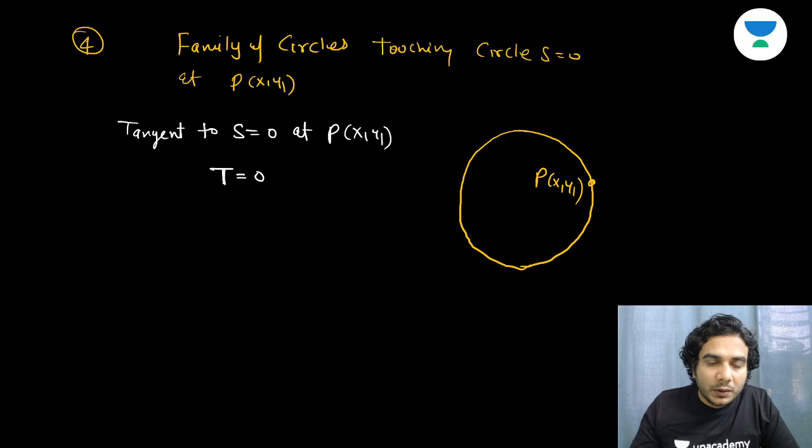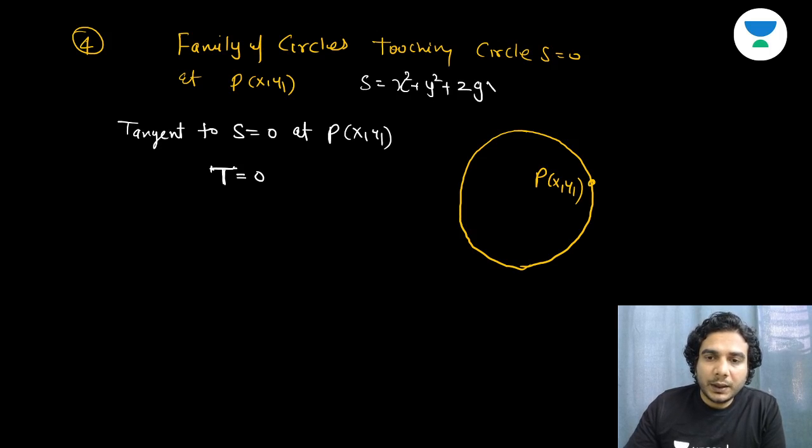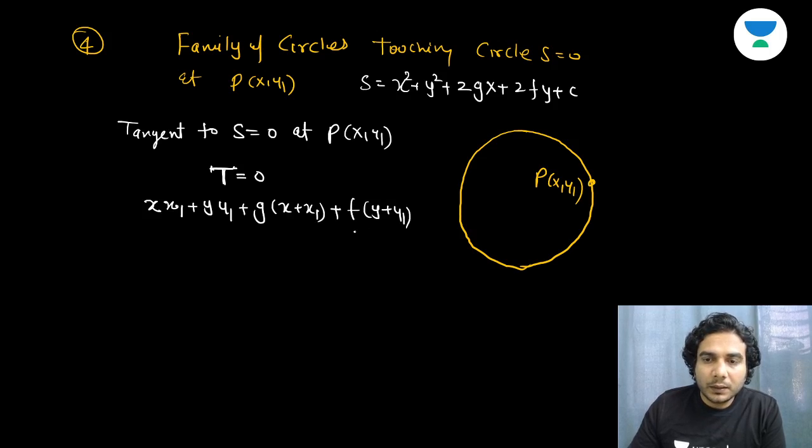It is T is equal to 0. So that is the equation, T is equal to 0. T is equal to 0 represents the tangent. If I take S is equal to x square plus y square plus 2gx plus 2fy plus c, then T is nothing but, writing T with respect to x1, y1: x x1 plus y y1 plus g(x plus x1) plus f(y plus y1) plus c.